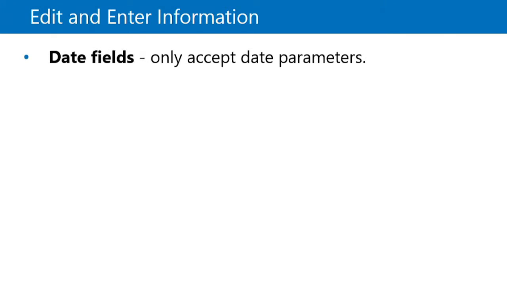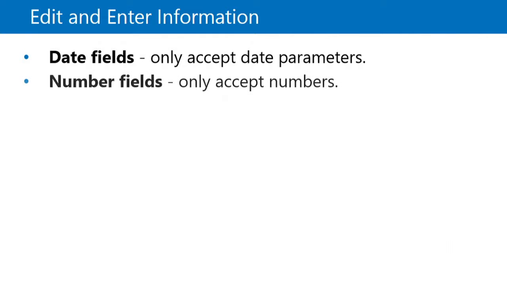Let's start with looking at how we can enter and edit information in the system. And the first thing that we need to have a look at is the field type, because the field type will define what kind of information you can enter in a field. So first of all, there are date fields, and we of course use date fields to enter dates, and so these fields will only accept date parameters.